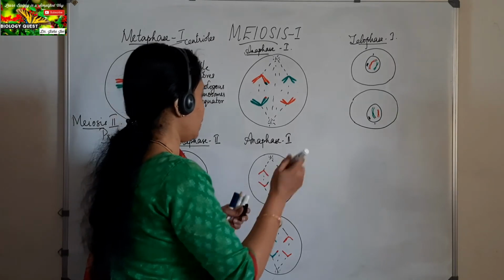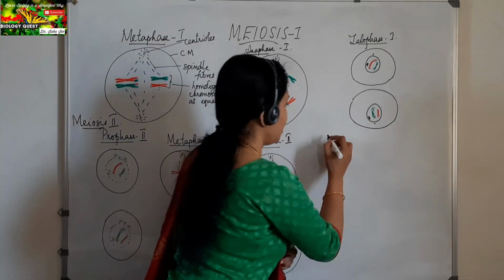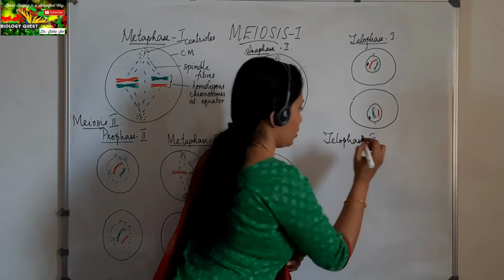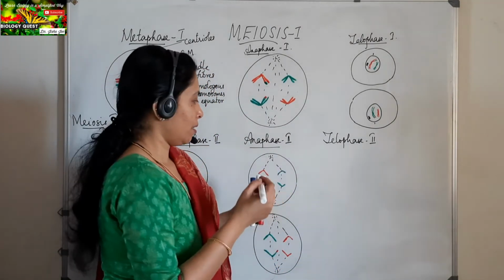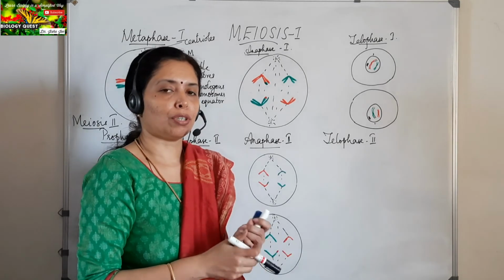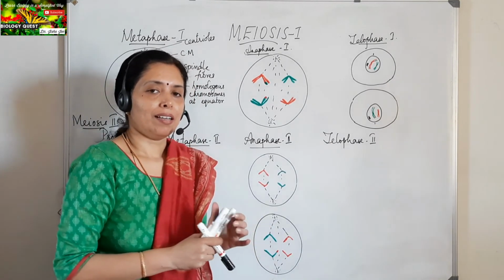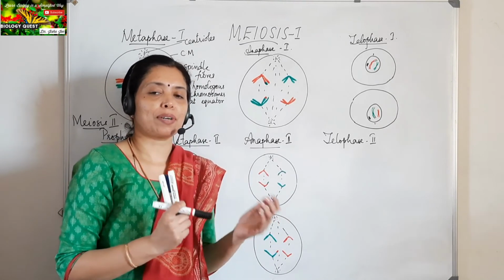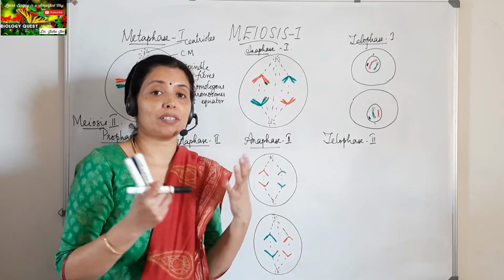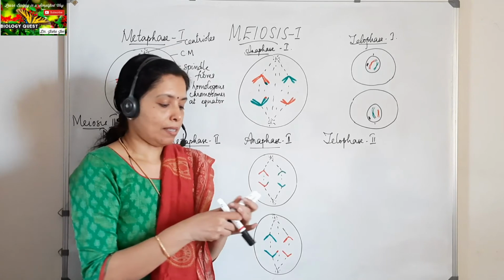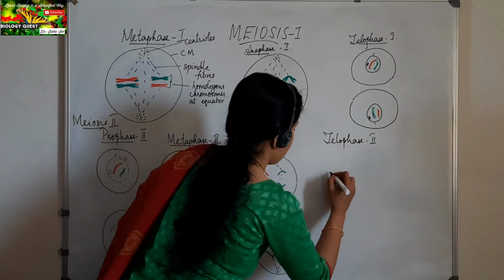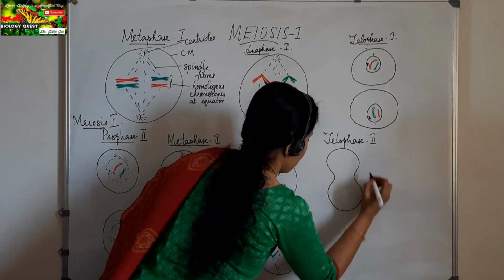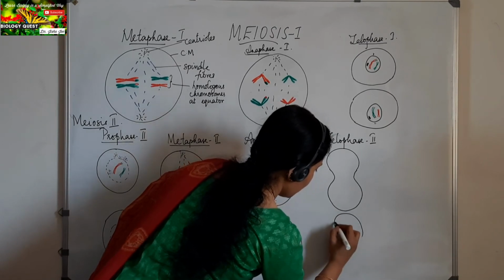Now moving on to the last stage of meiosis 2, which is telophase 2. So what happens during telophase? By the end of anaphase 2, the chromosomes have reached the opposite poles of the cell. The chromosomes decondense or uncoil to form the chromatin fibers. The nuclear membrane and nucleolus reappear. The spindle fibers disappear. Cytokinesis takes place. So all these are taking place. That is the first cell showing cytokinesis. This is the second cell showing cytokinesis.